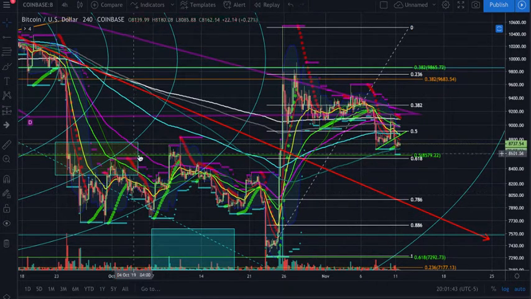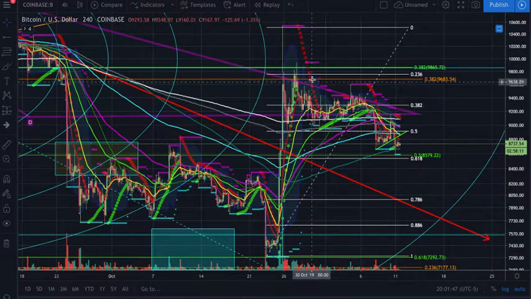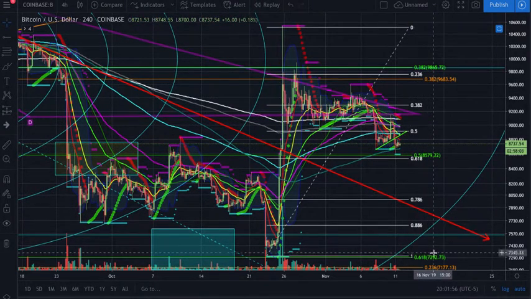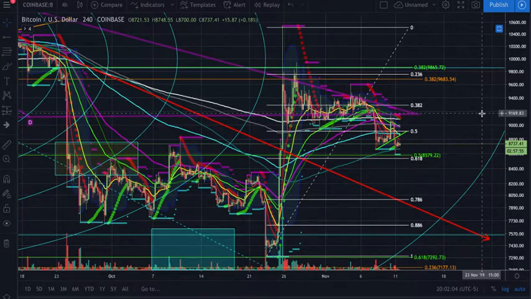So you got to look at it this way. We came down to the 618. We got the reaction all the way back up to the 382, got rejected, came down to the 0.5. We're consolidating. I think what's likely to happen is we're going to continue back down, retest the 618, and then see if we get all the way back down there again, or if we can potentially put in like a base and move back to the upside.